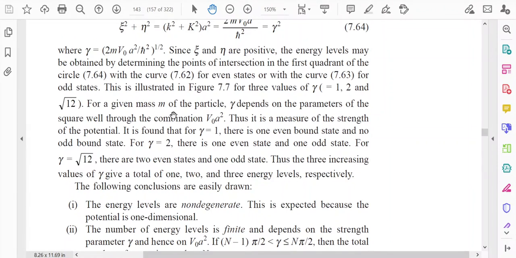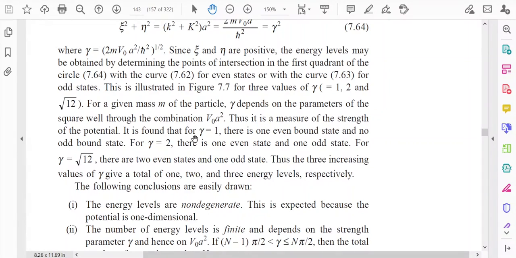For a given mass m of the particle, gamma depends on the parameters of the square well through the combination V0 a square. We have already discussed that the value of gamma depends on V0 a square, and thus it is a measure of the strength of the potential. As it depends on V0, sometimes gamma is also called the strength of the potential.